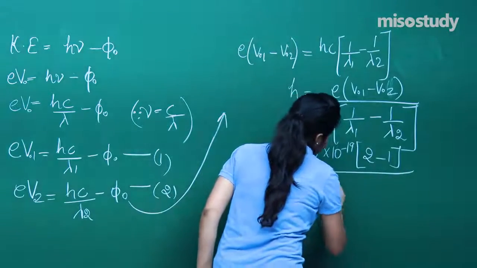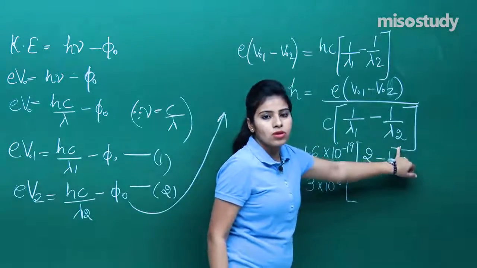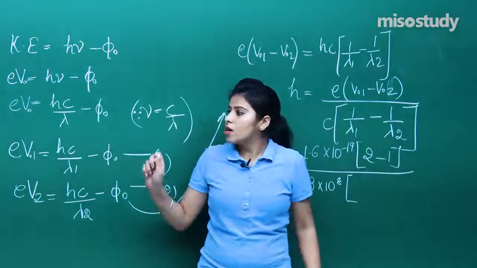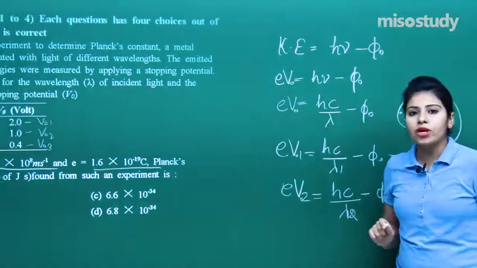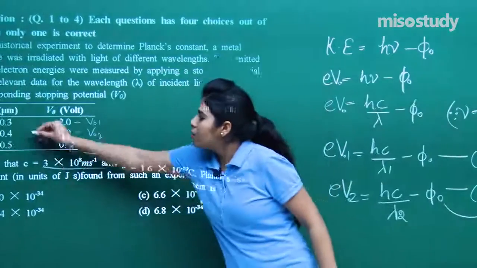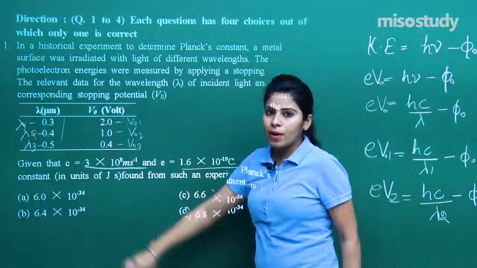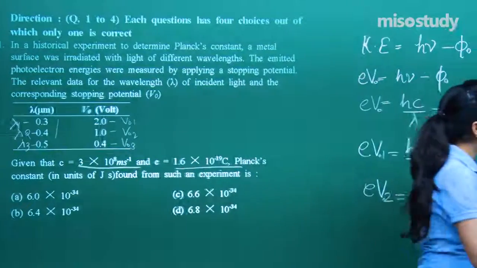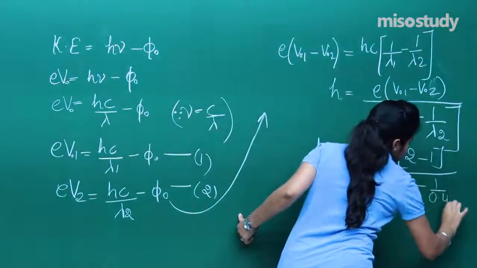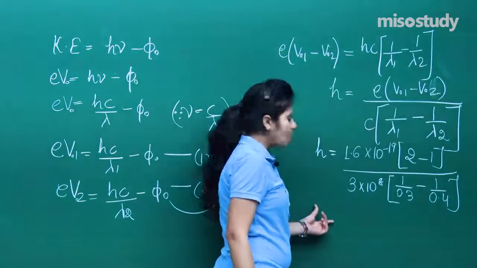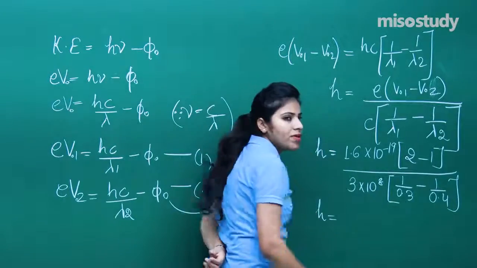Now 1 by lambda 1 minus 1 by lambda 2. You are having in your equation 1 by lambda 1 is 0.3 and lambda 2 is 0.4. So you can see here 1 by lambda 1 will be 1 by 0.3, 1 by lambda 2 will be 1 by 0.4. So we will be doing it.